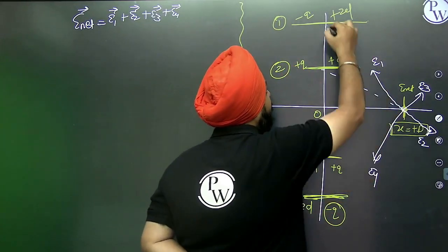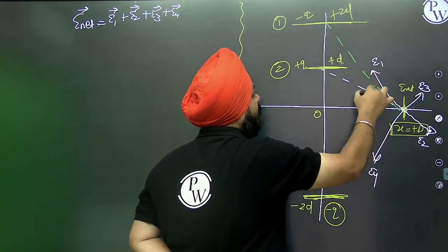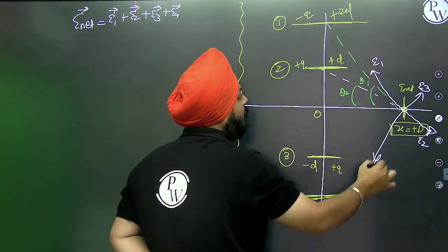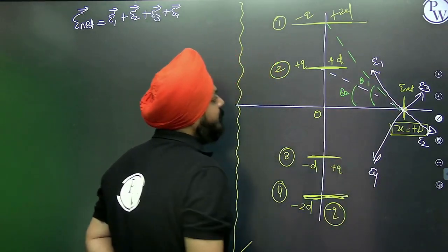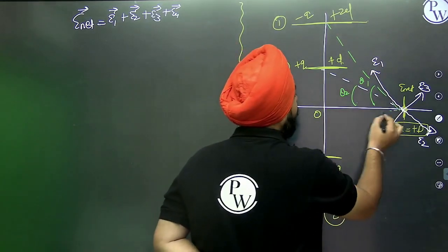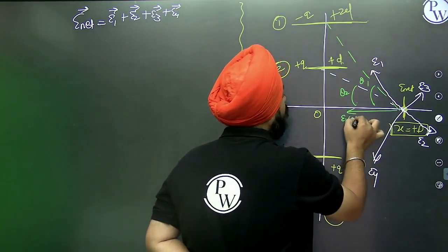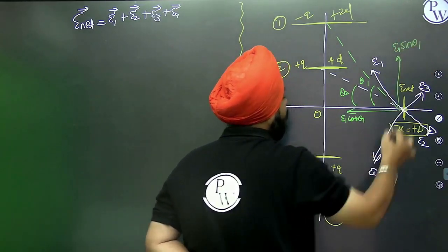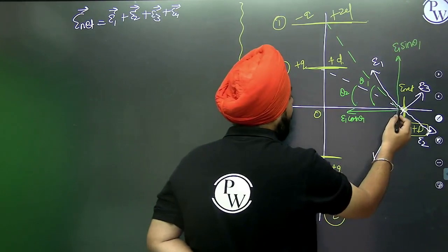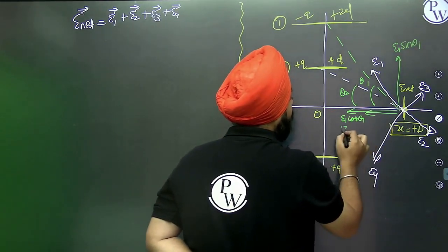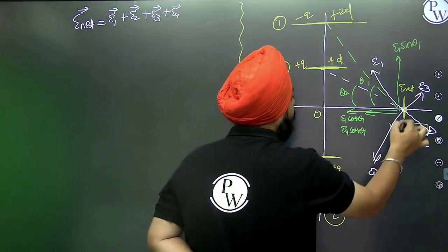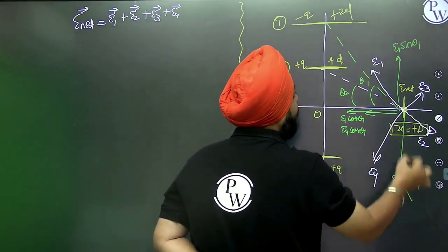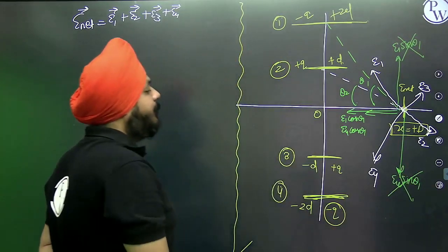Let's see. This is theta 1, this is theta 2. So this will be E1 cos theta 1 and E1 sine theta 1. Similarly for E4, the angles will be the same, so this will be E4 cos theta 1 and E4 sine theta 1. So this sine component is going to get cancelled.